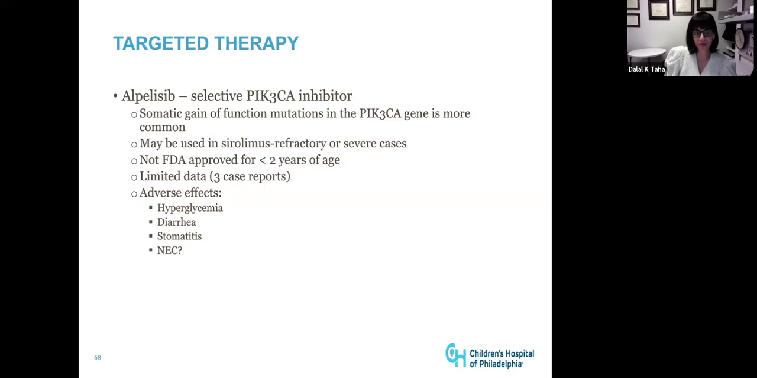There's only been 3 case reports that I can find of it being used successfully. And we know some of the adverse effects, but I don't know that we can fully predict all of them yet. And there is a concern that it could lead to NEC if it's causing mucosal breakdown in the GI tract.